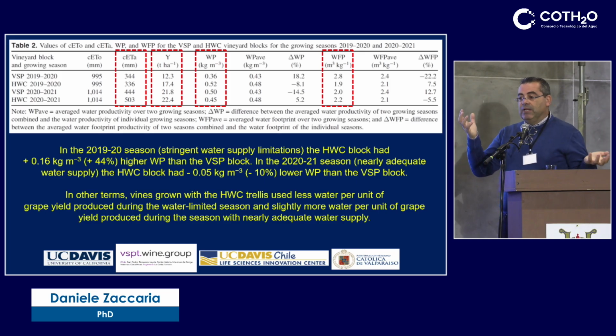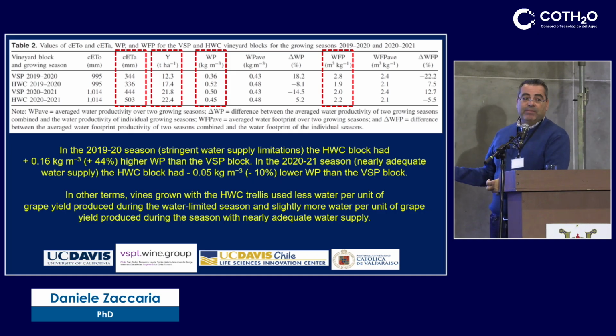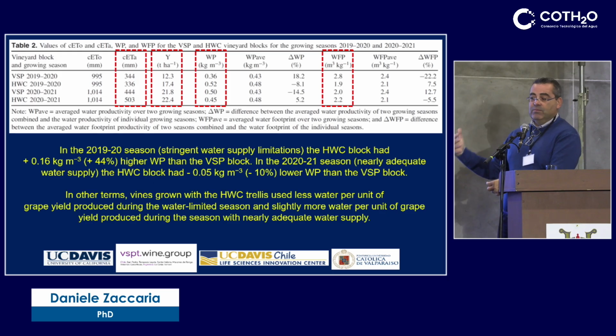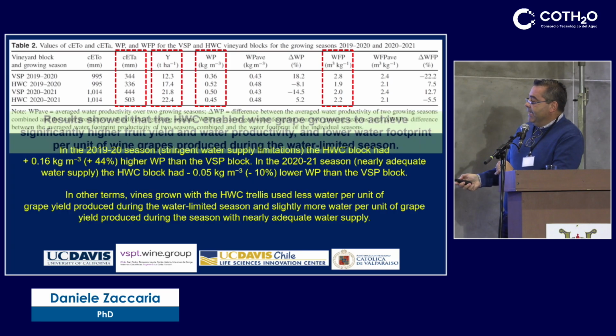So this will allow you to balance which trellis to use. But given the other benefits in terms of labor productivity, maybe the high wire cordon is the way to go for the climate of the Central Valley of Chile. And that is somehow my end.